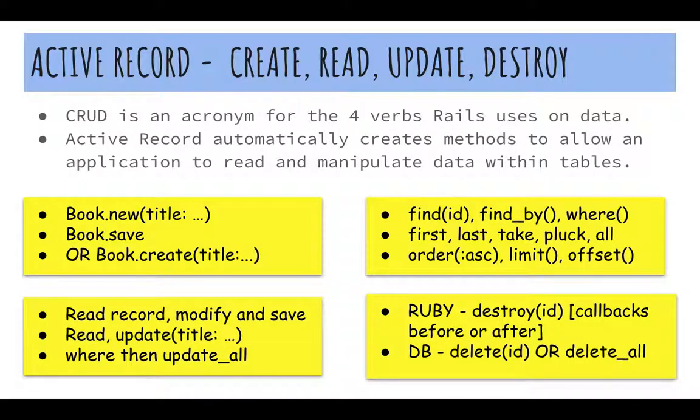So at the top left we've got create. We have book.new and then you can add your attributes to this instantiation of the class. Then you'd do book.save. Alternatively you can do book.create with a hash. We can also do read, so find by ID, so you find from the ID.